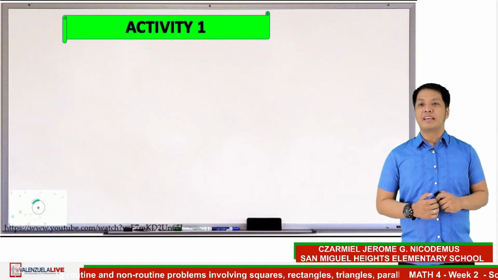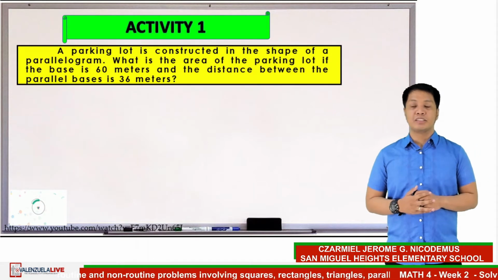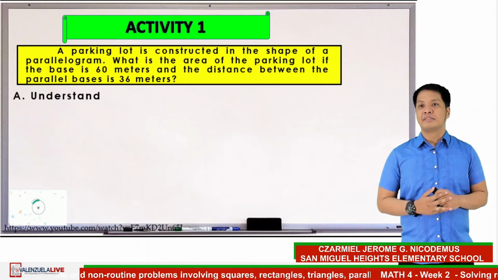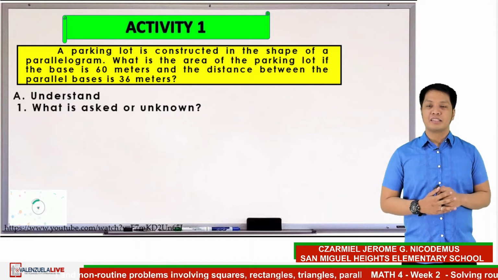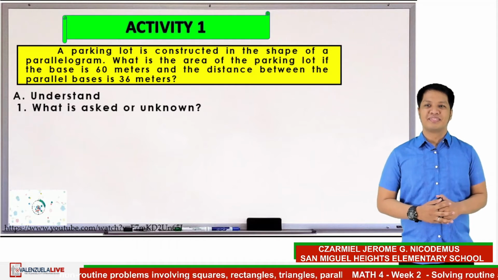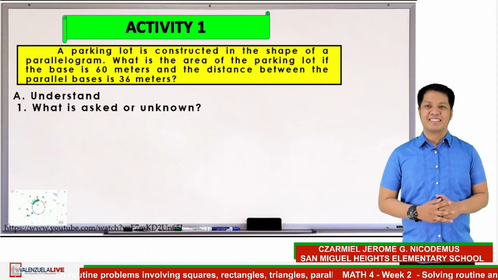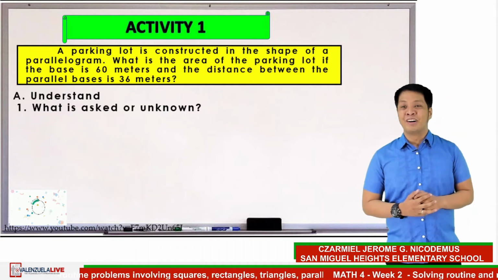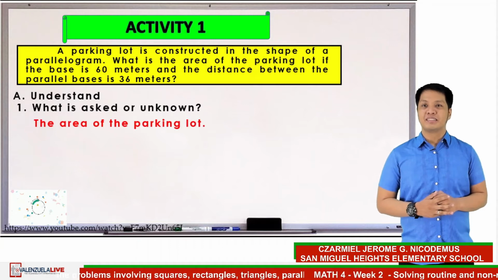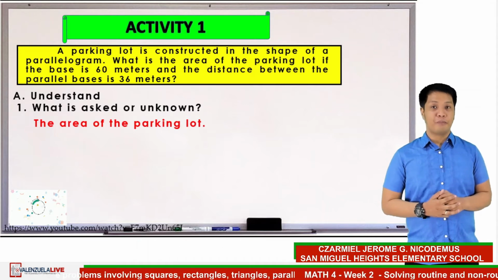I will be giving you just 5 seconds to solve what is asked. Your 5 seconds starts now. So, what is asked or the unknown in this problem is the area of the parking lot.